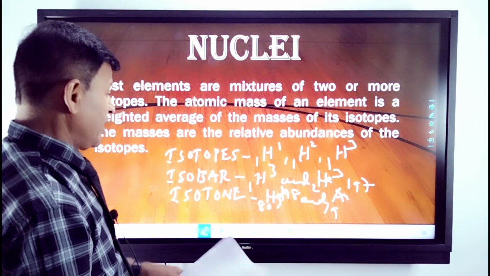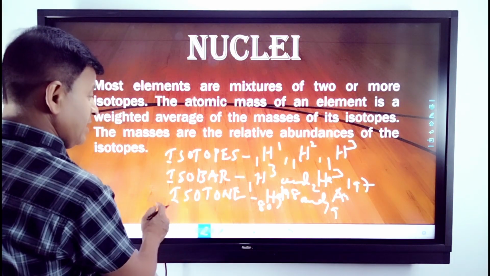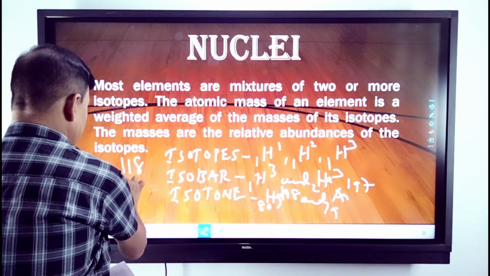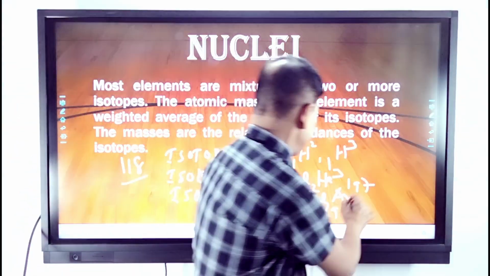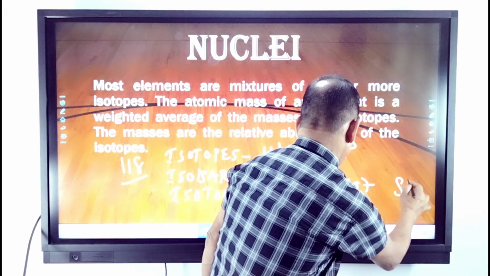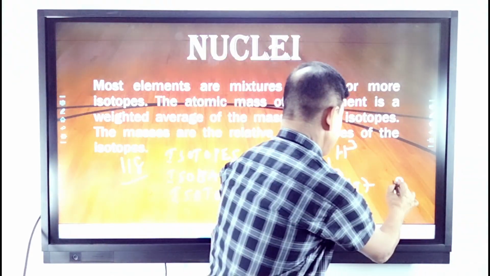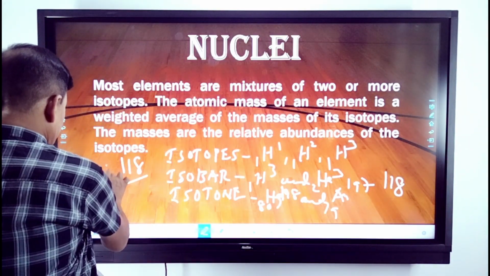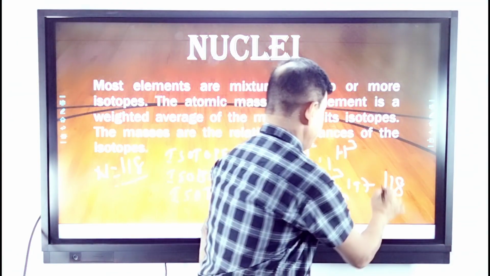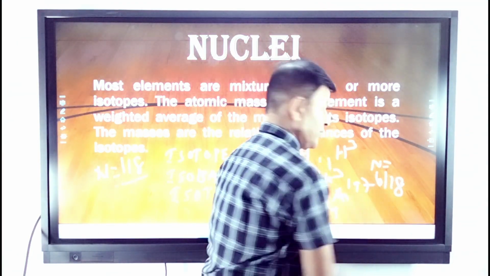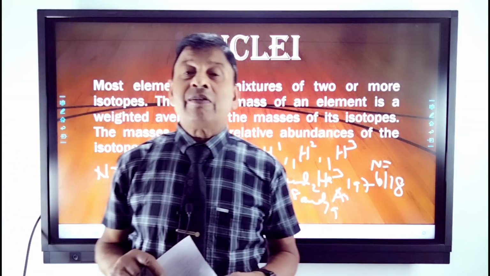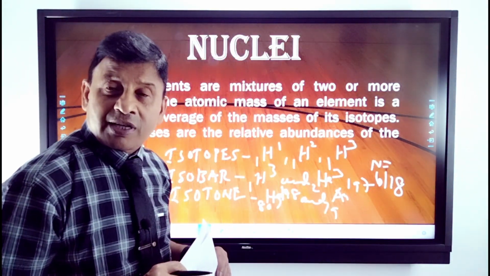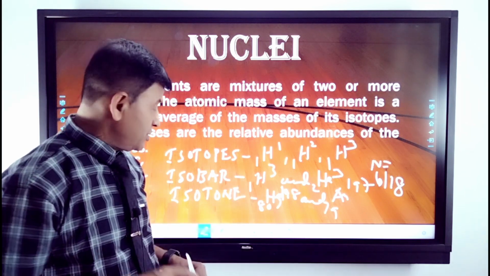So what you find here: subtract 80 from 198, what do you get? 118. Here subtract 79 from 197, what do you get? 118 again. So here you find the number of neutrons is the same, 118. Here N is 118. So the nuclei or nuclear species having the same number of neutrons are called isotones, and these are the examples.